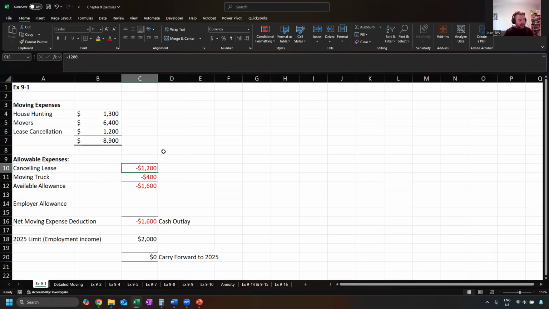So that's for exercise 1. It's fairly simple because we just have those two expenses. They're allowed. Is it more or less than our $2,000?